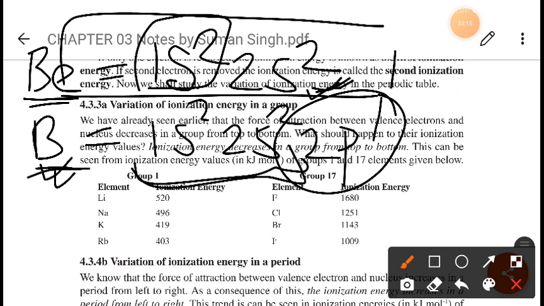So at last, we can say the value of ionization energy of boron is in accordance with the regular trend, but due to the sudden increase in the value for beryllium, the ionization energy of boron appears to be low. I hope you have understood this, right?